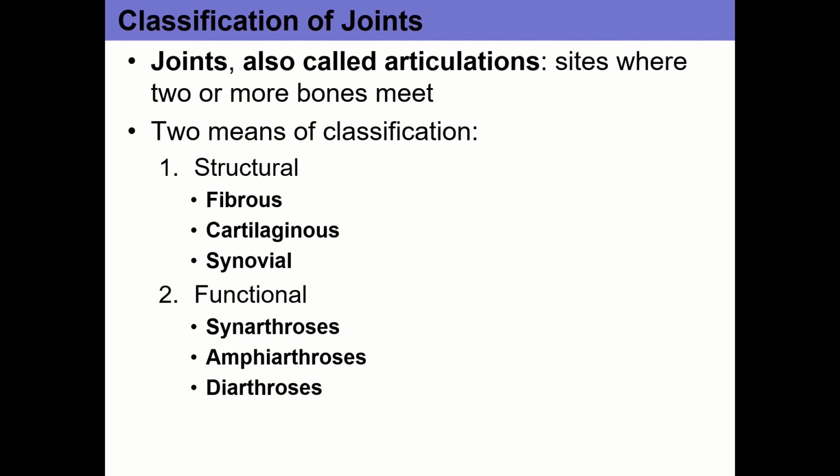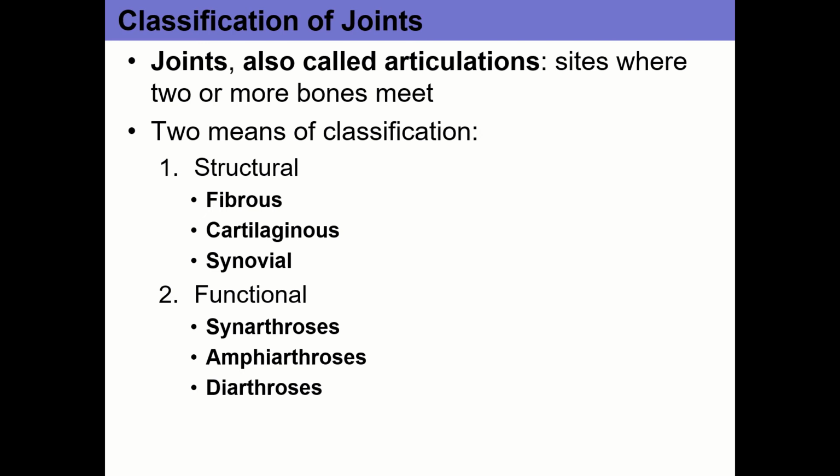The other way to classify joints is based on their function. With a synarthrosis, you effectively get no movement, or that's our goal. We're trying not to get any movement between those bones. So synarthroses, no movement. Amphiarthroses, as you would expect, some movement. And then diarthroses are freely movable.